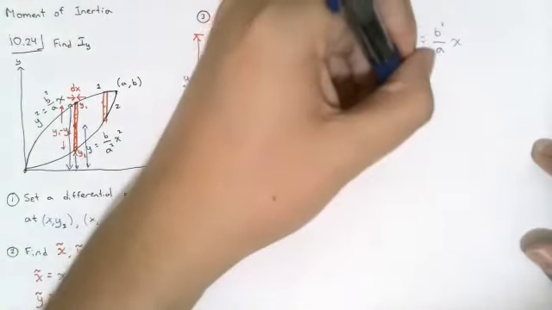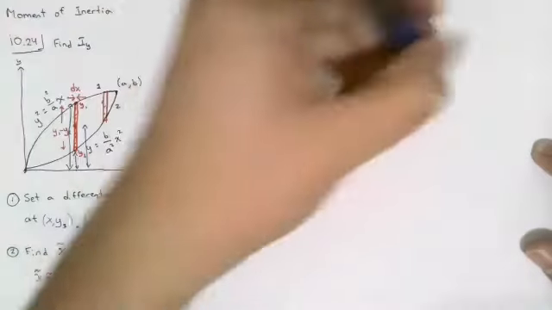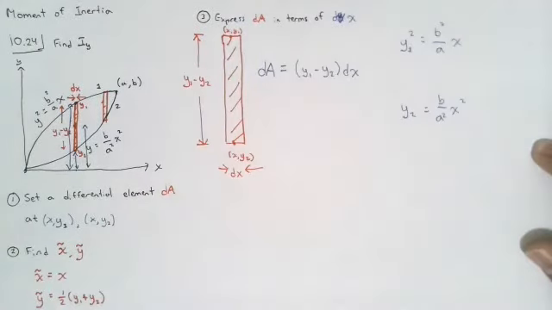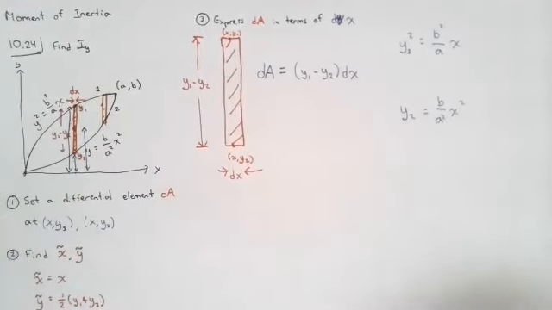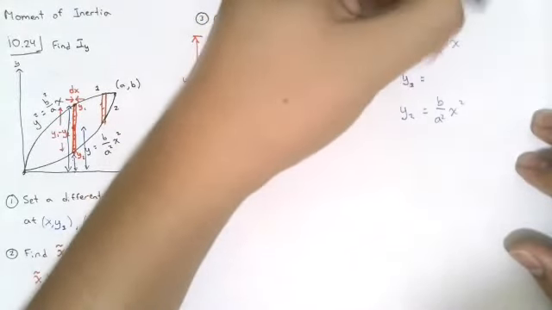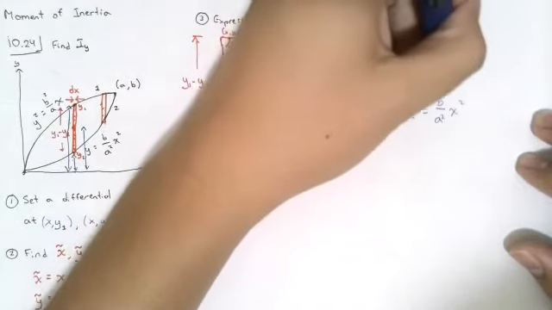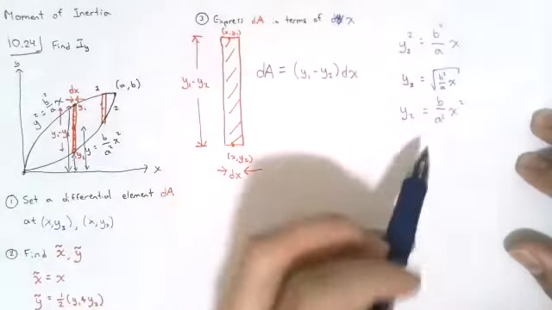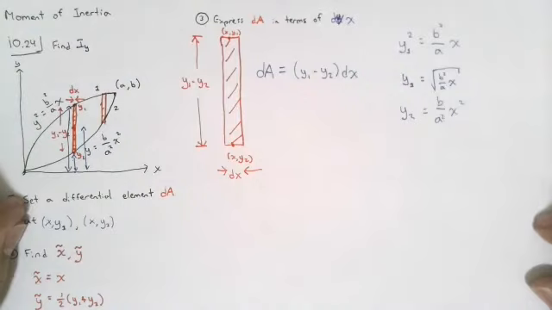And we know that y2, which is my second curve, is equal to b over a squared x squared. So given this information, we actually know what the relationship is between our y curves and our x curves. In this case, if we look at y1, since we have y1 squared equals b squared over a times x, we can always say that y1 is equal to the square root of b squared over a times x. And then y2 is equal to b over a squared times x squared.